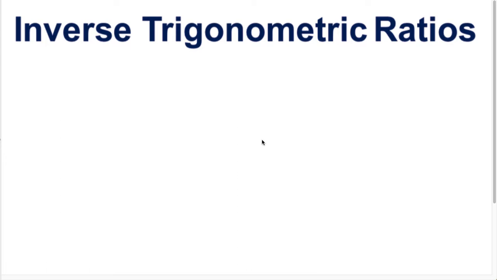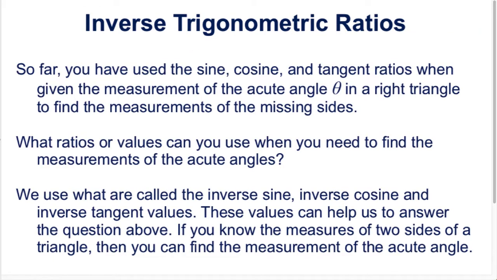In this video, I'm going to show you how to find the angle in a triangle using two sides. So far you have used sine, cosine, and tangent to find the missing side. But this time we're going to be given two sides and we're going to find the missing angle. We can do this using inverse sine, inverse cosine, and inverse tangent.